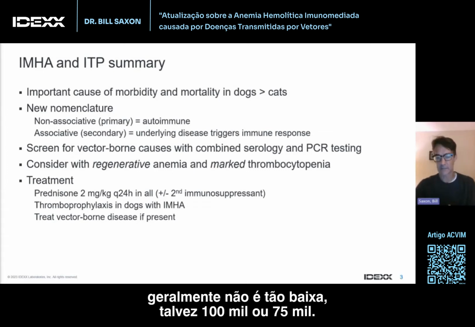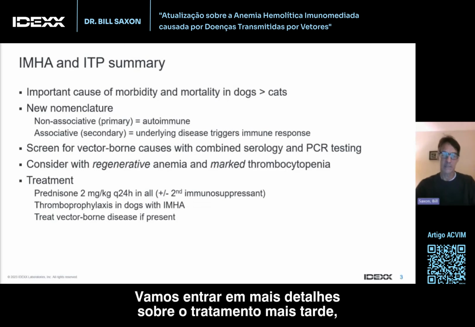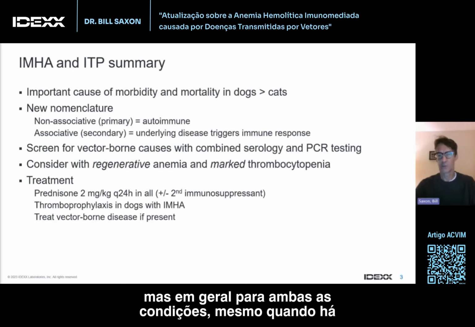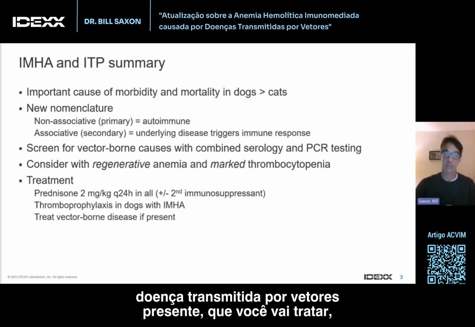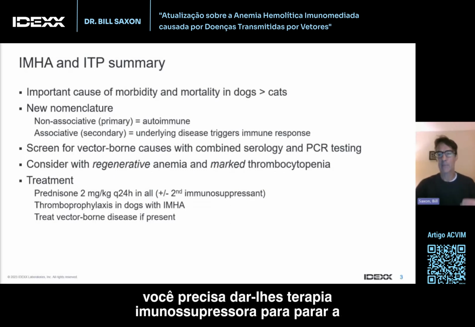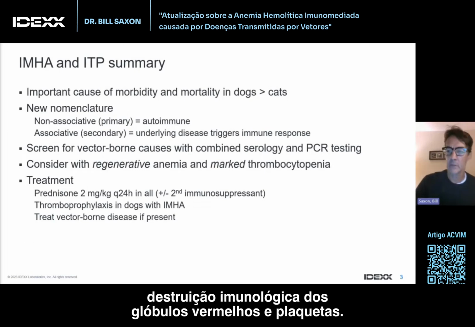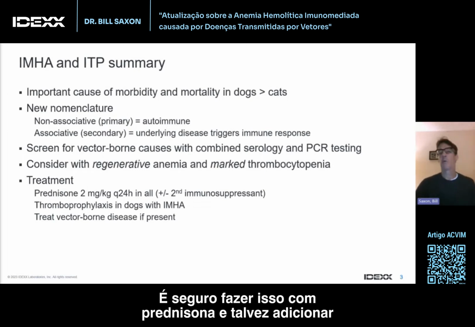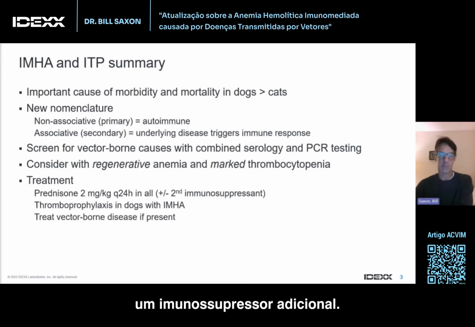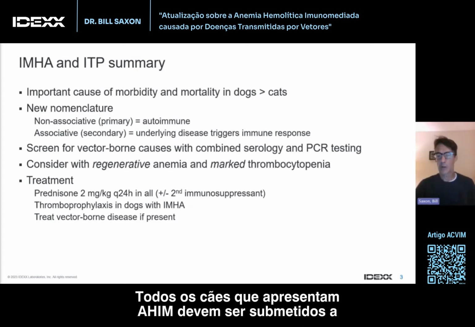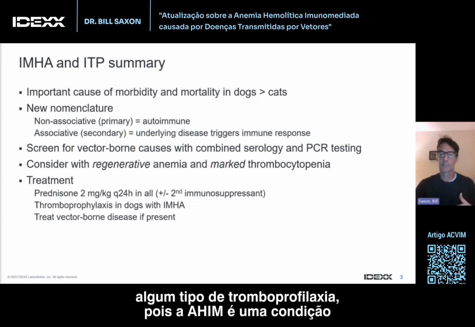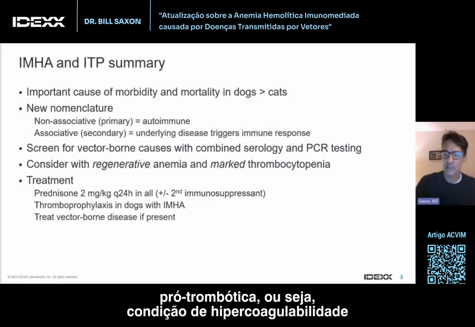We'll go into more detail about treatment later, but in general, for both of these conditions, even when there's vector-borne disease present, which you're going to be treating, you need to give them immunosuppressive therapy to stop the immune destruction of the red cells and platelets. It's safe to do that with prednisone and maybe adding an additional immunosuppressant. And in all dogs that have immune-mediated hemolytic anemia, because that's a prothrombotic, hypercoagulable condition, they should be on some type of thromboprophylaxis.